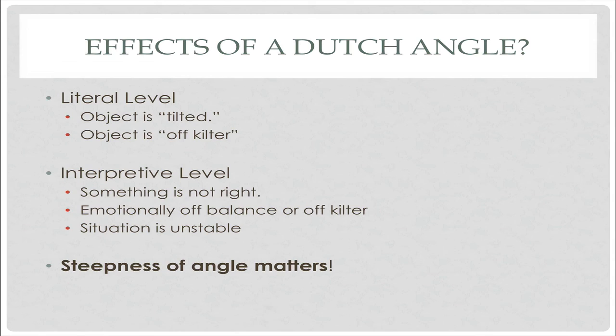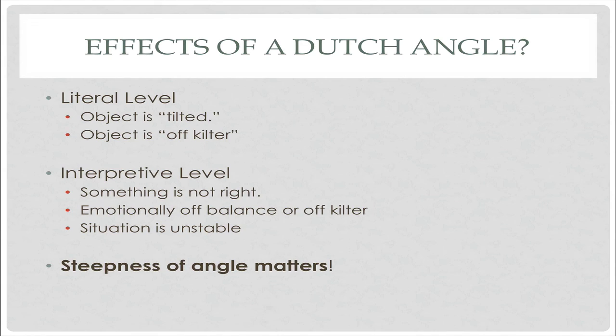Well, at the literal level, the object that is being framed is tilted, and another synonym might be that it's off kilter. It is seemingly imbalanced. It is not horizontal and stable like the horizon normally is. It has become unstable in its frame. And so again, as we move to the interpretive level, what might the director be saying by this Dutch angle? If the horizon is off, they may be saying that something is not right, that the situation itself is off balance or off kilter or unstable.